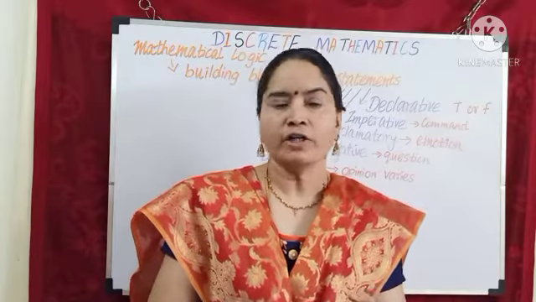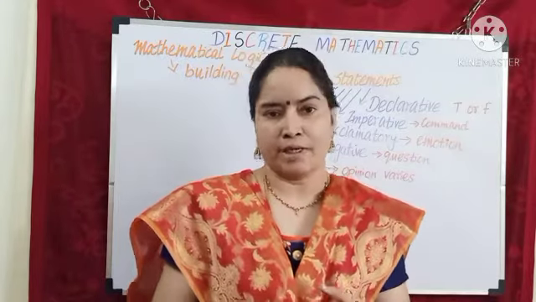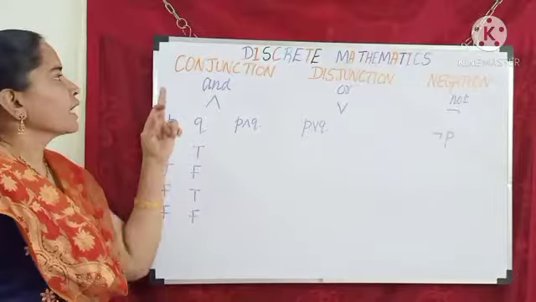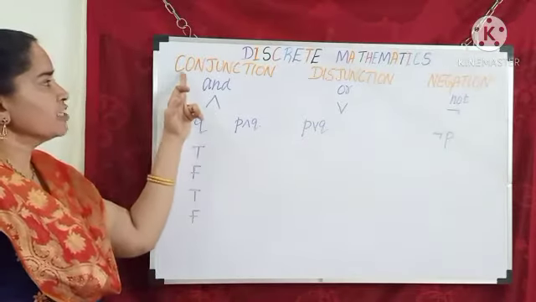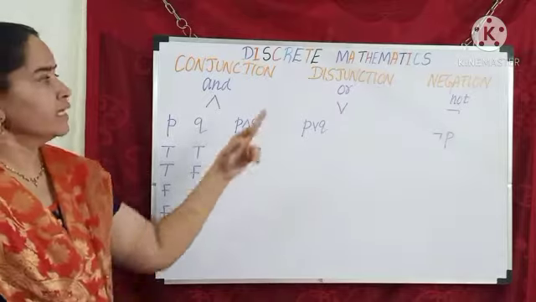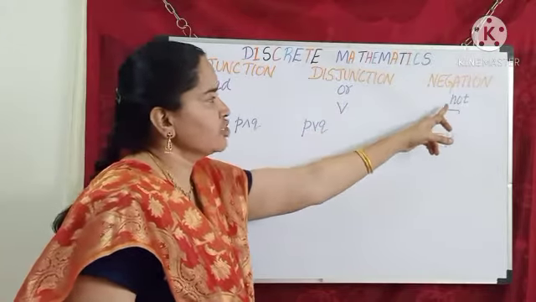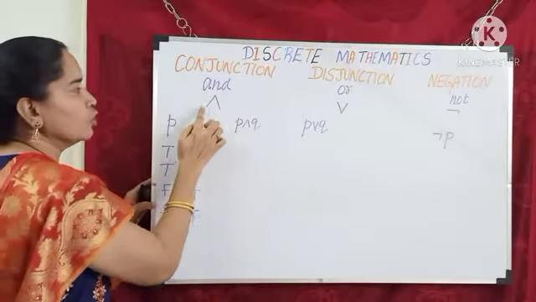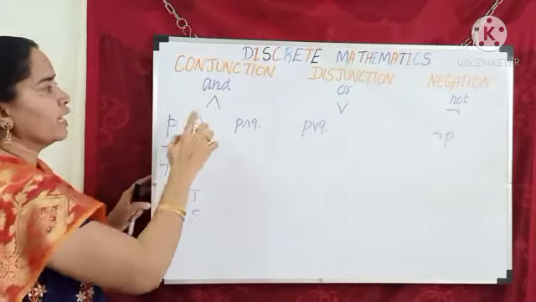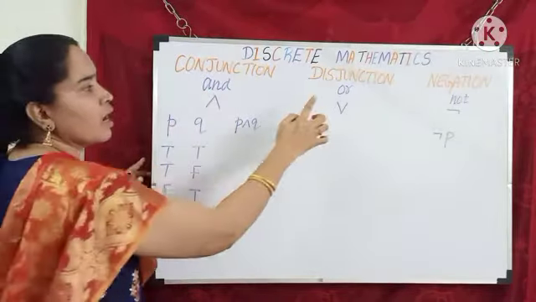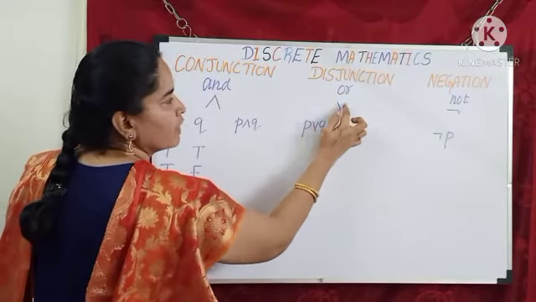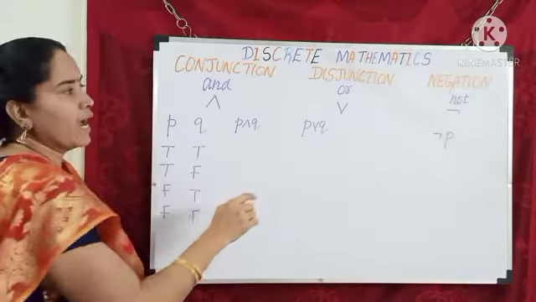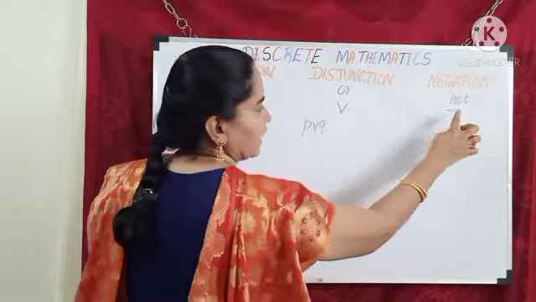And, or, not. What are the symbols for them? We say conjunction, disjunction, negation. Conjunction, we say and. Disjunction, or. Negation, not. Let us see the symbols. For and, the symbol looks like an upward arrow mark, like our meet symbol. For or, this V symbol will come, or I will say our join symbol. And for not, you just put a line like this.